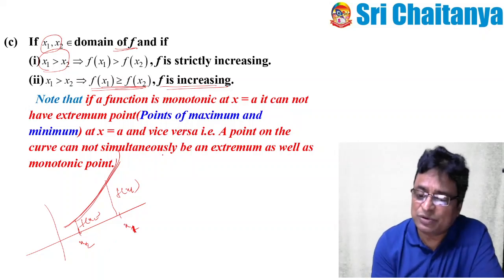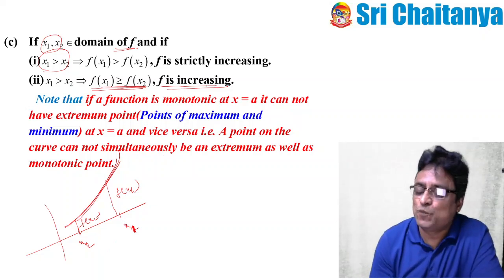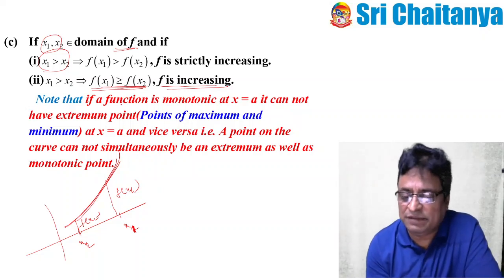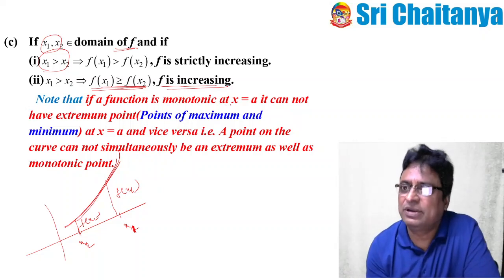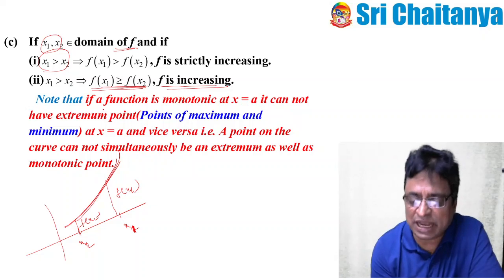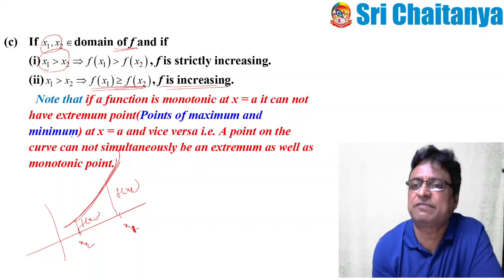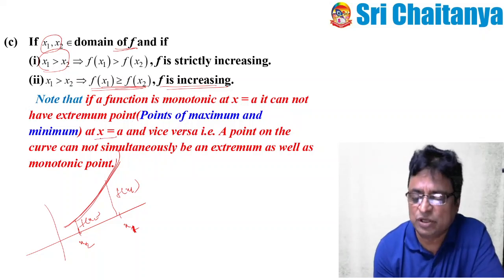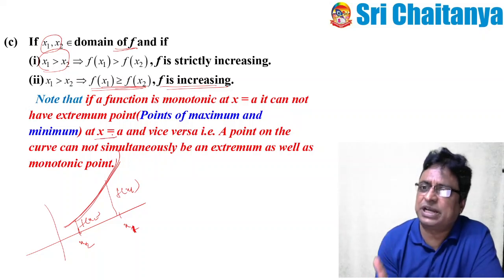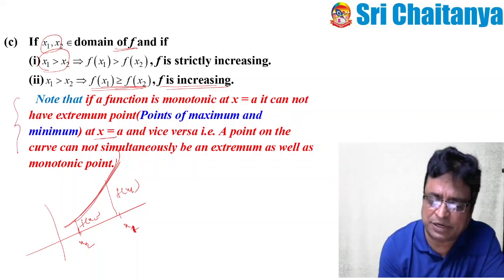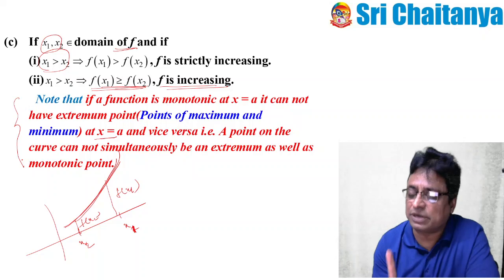Okay. So it is increasing. And if a function is monotonic at x is equal to a, it cannot have an extremum point. That means points of maxima and minima at x is equal to a. So whenever a function, this is a very, very important note, my friends. Please try to remember this note.